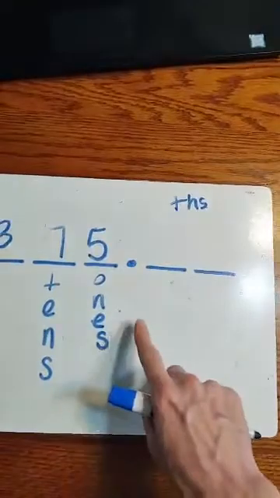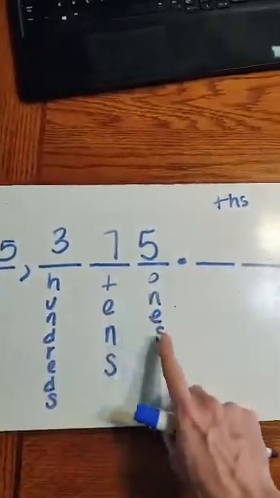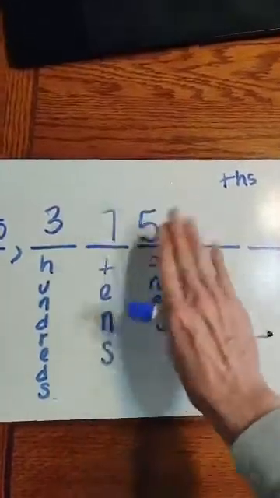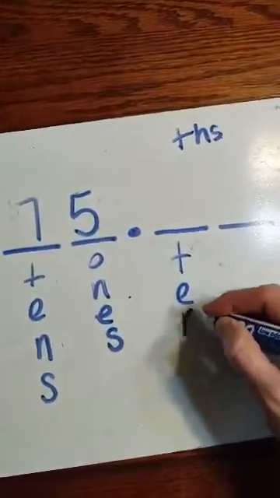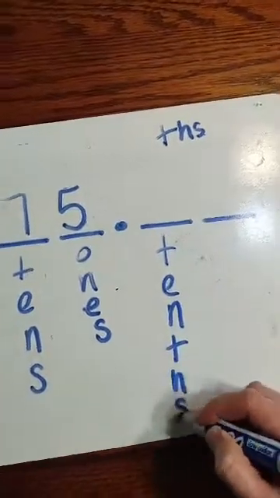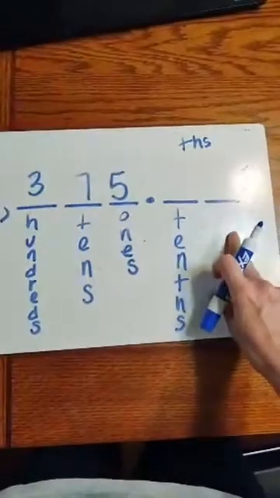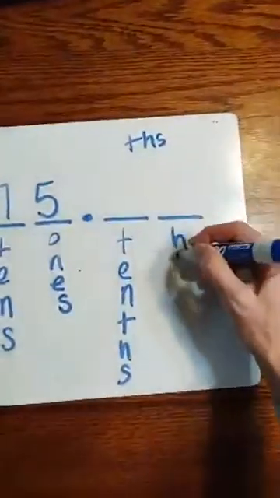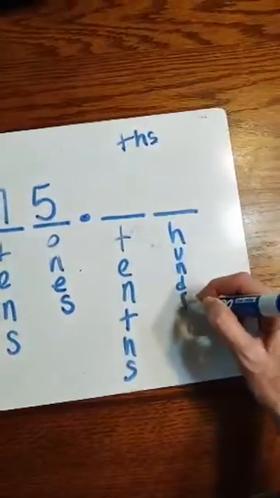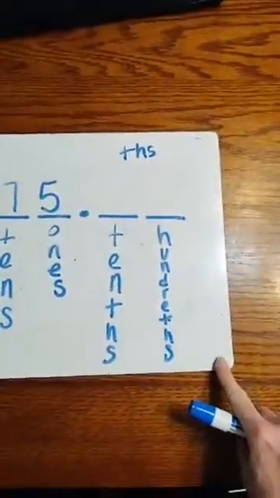Okay, so like I said, we're going to follow the same pattern. Remember, no once. So we start here with tenths. So it's tenths, and then we add that ending. Okay, so what do you think this place is going to be? You got it. We're following that pattern, so it's hundredths. We add that TH to it.